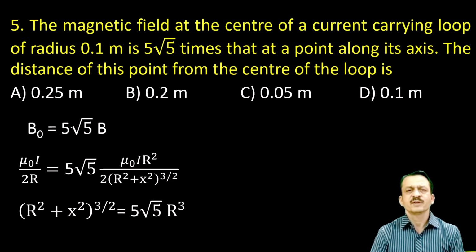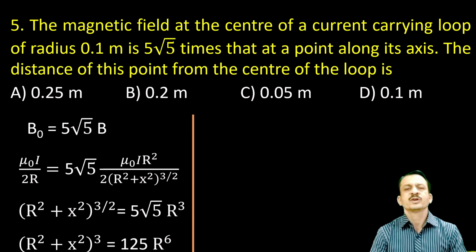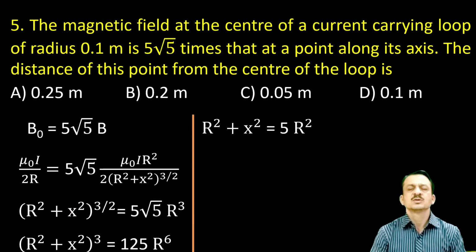5 square is 25, root 5 square is 5. Therefore 25 into 5 is 125. R cube is R to the power of 6. Okay. Now taking cube root on both sides. Next step is very important, that is taking cube root on both sides. Therefore we get R square plus X square is equal to 5 into R square.